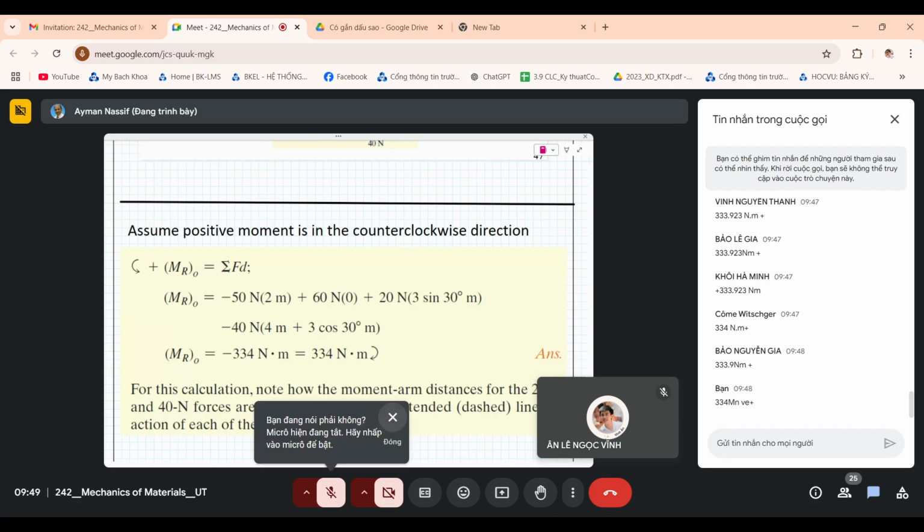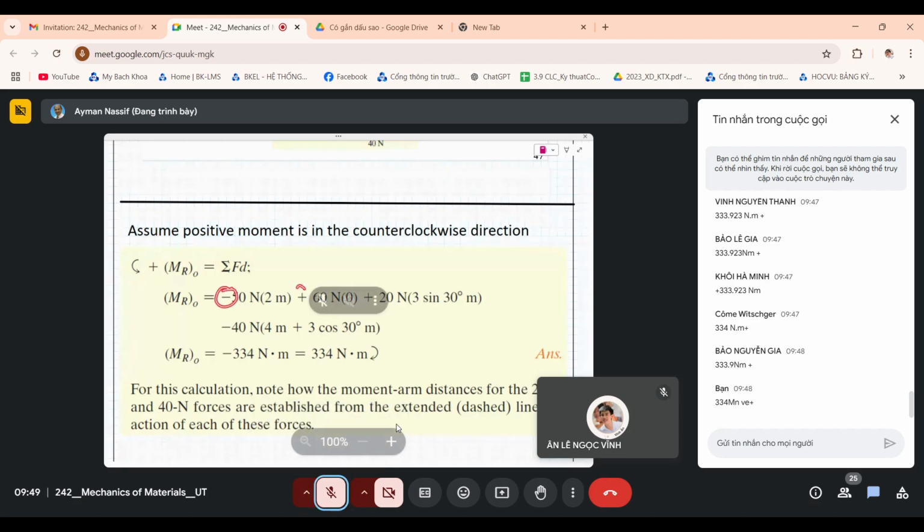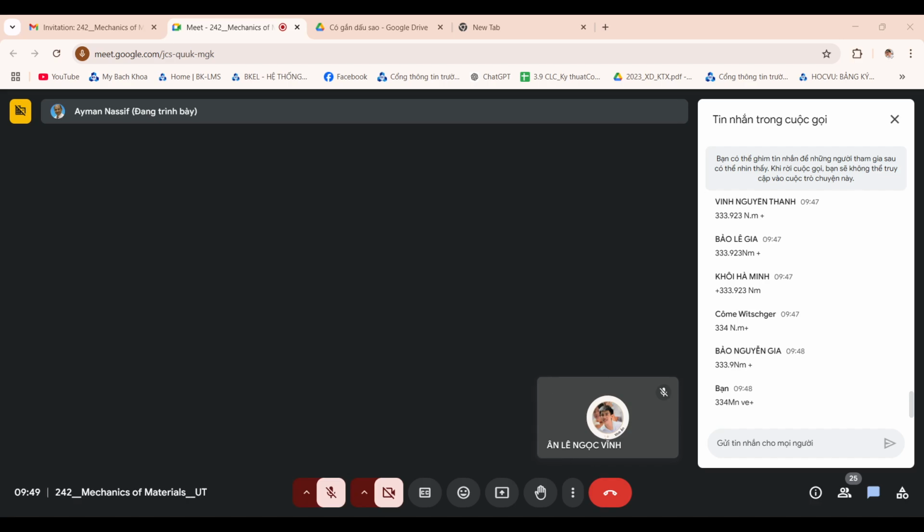Clockwise direction. Okay, so in your case, if you assume a different sign convention, these signs will be opposite, and then you will have the correct answer anyway. So the correct answer is 334 Newton meters in the clockwise direction.